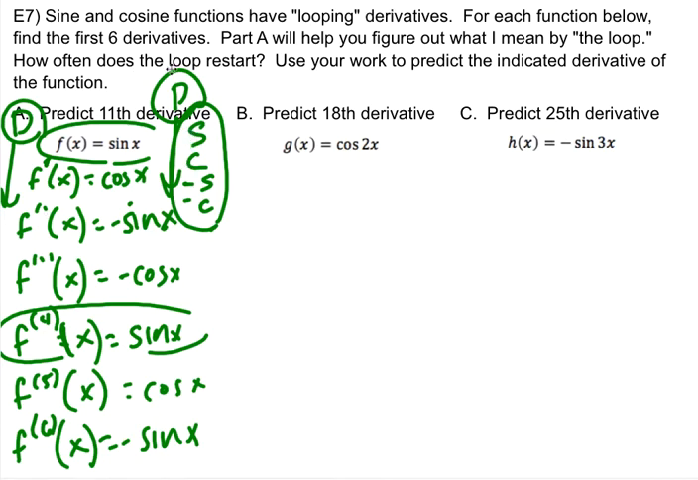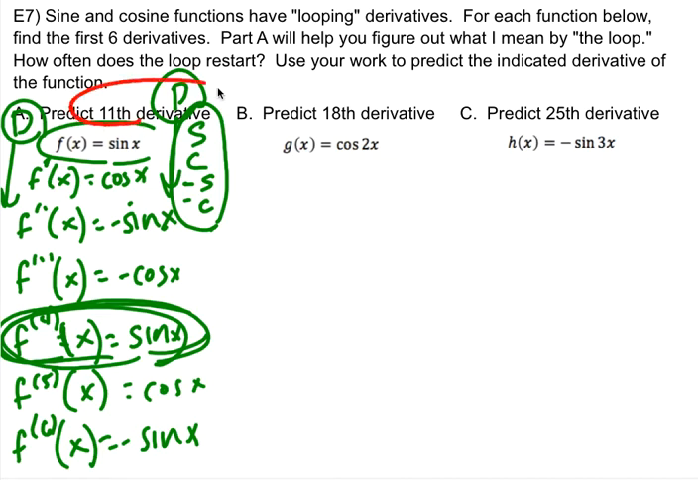So what I mean by that is if I asked you for the 12th derivative of sine, I'm going to get sine again. If I asked you for the 40th derivative of sine, I'm going to get sine again. Every multiple of 4, right? So that's what this looks like. I was asked to find the first 6 and then predict the 11th derivative, okay? So let's do that logically.